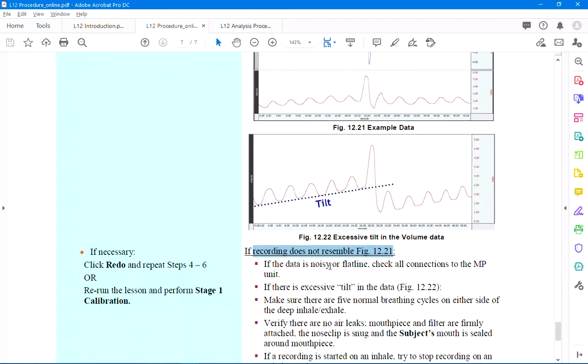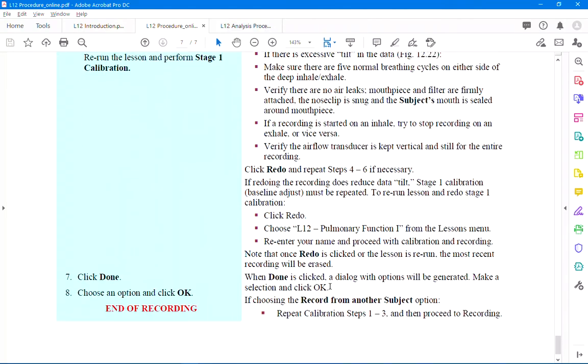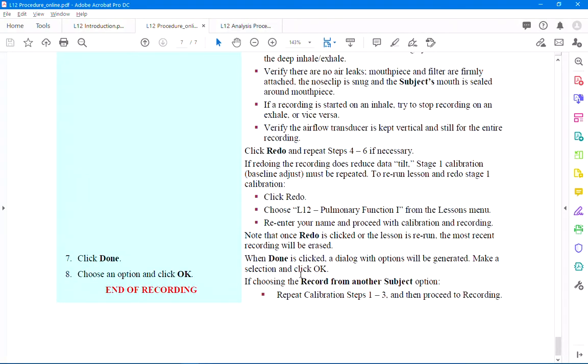That means if there's a noisy or flat line, if we didn't get a proper line, if it looks like it has a lot of artifact or it doesn't look as clean, we need to redo that. Double check all your connections because it could be in the wrong port. If there's excessive tilt, make sure you redo that, and that would complete the recording.